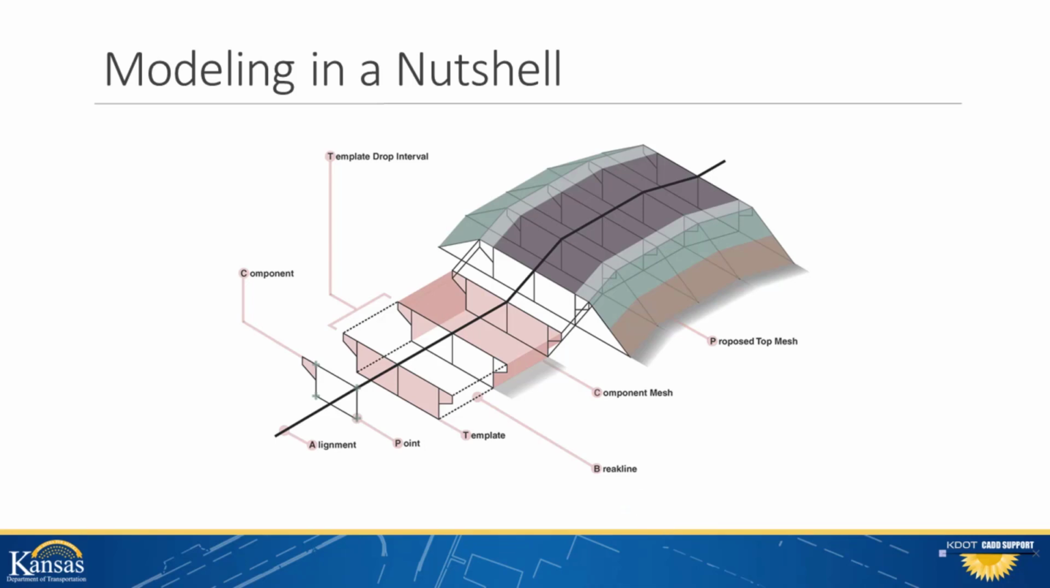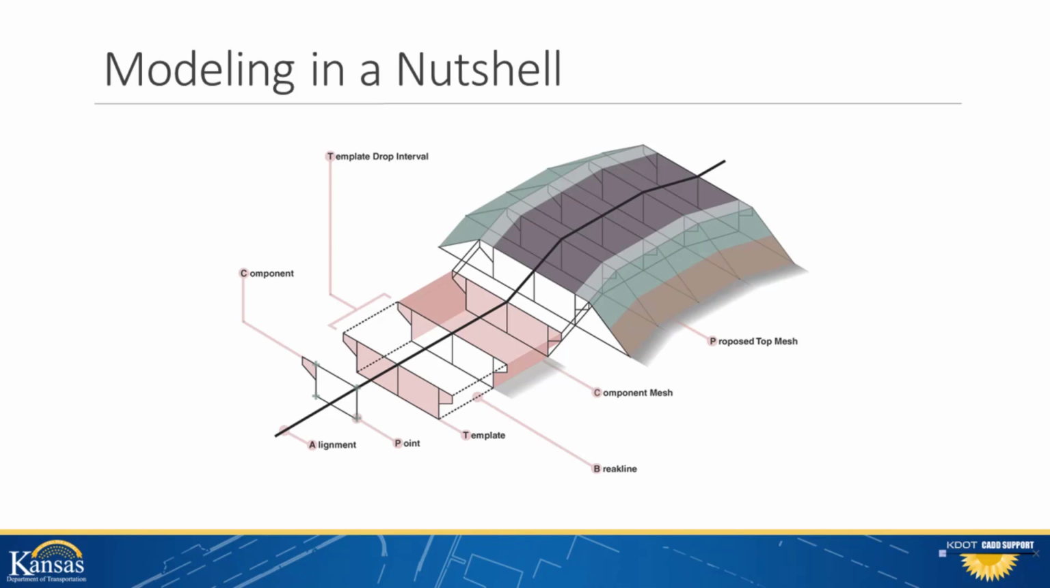OpenRoads also joins the enclosed components with the same name and creates new 3D mesh volumes. We simply call these meshes or civil mesh elements. Modeling is the process of creating templates that represent your design intent and placing them along the alignment. The software takes care of connecting the points and components to create breaklines and mesh elements.